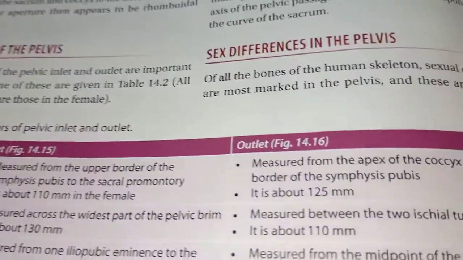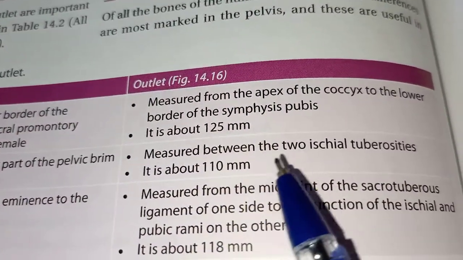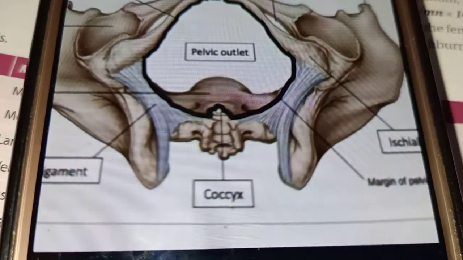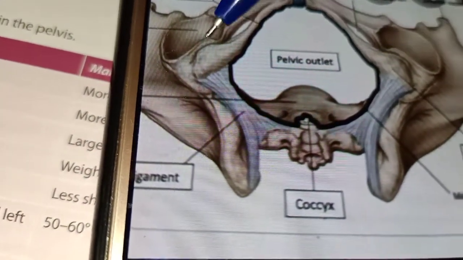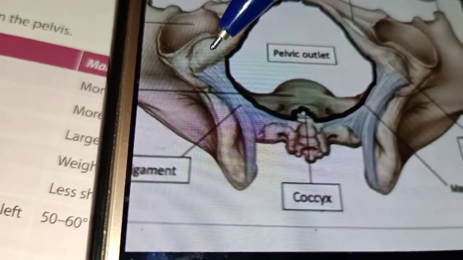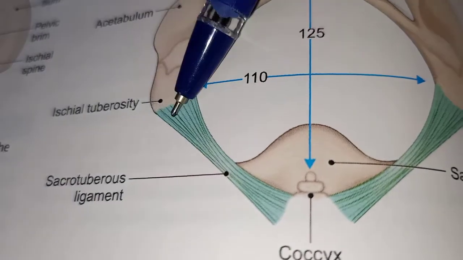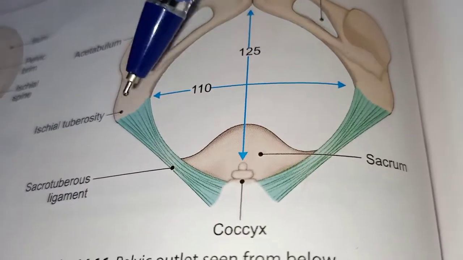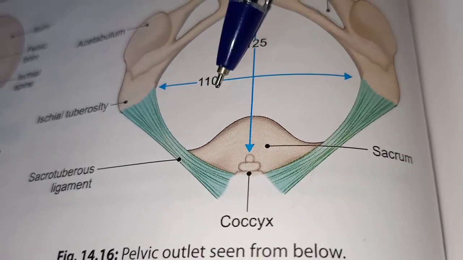Now the outlet transverse diameter is measured between the two ischial tuberosities. So these are the ischial tuberosities, you all know. Between these two ischial tuberosities is the transverse diameter. So this is the transverse diameter of the outlet, and it is 110 mm.